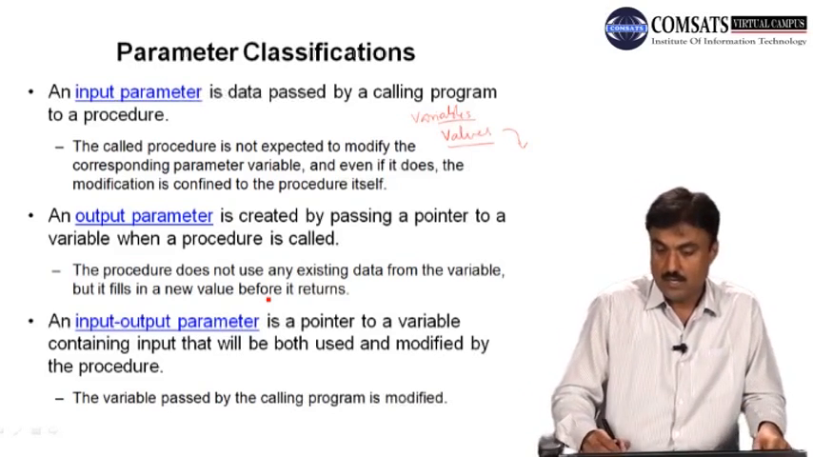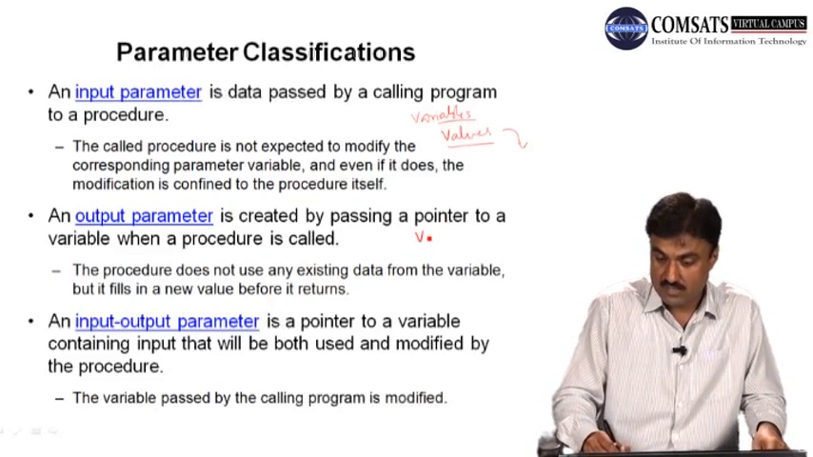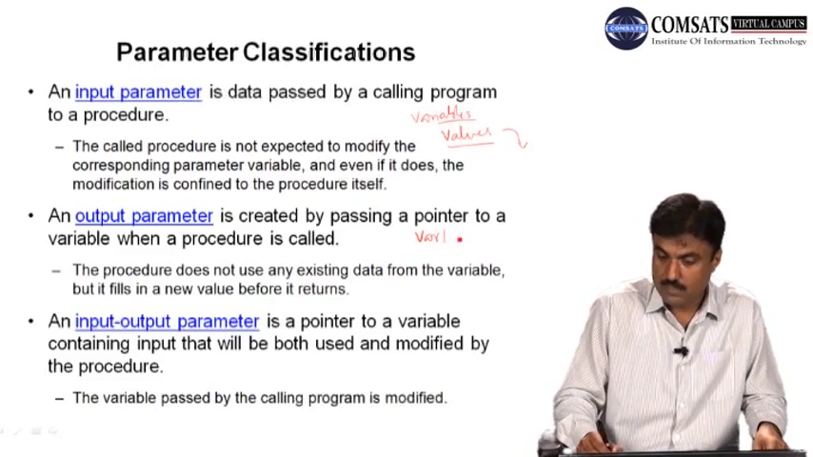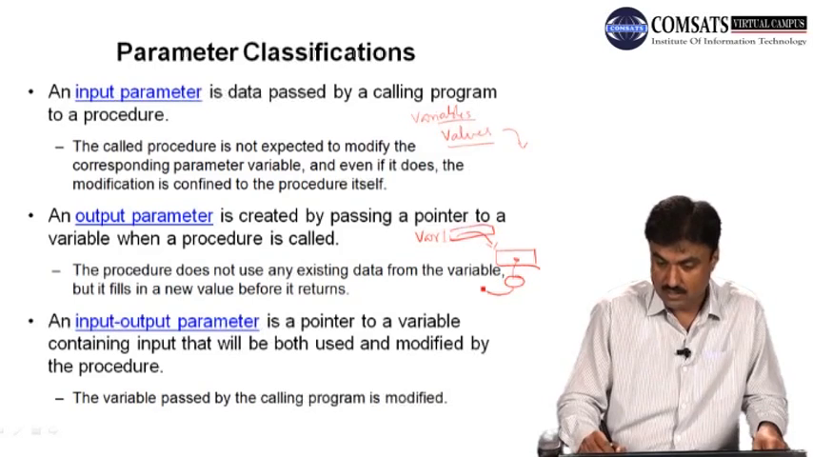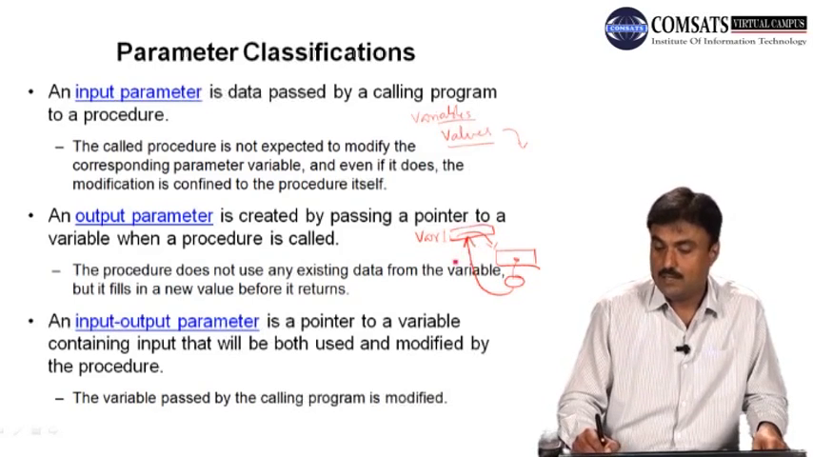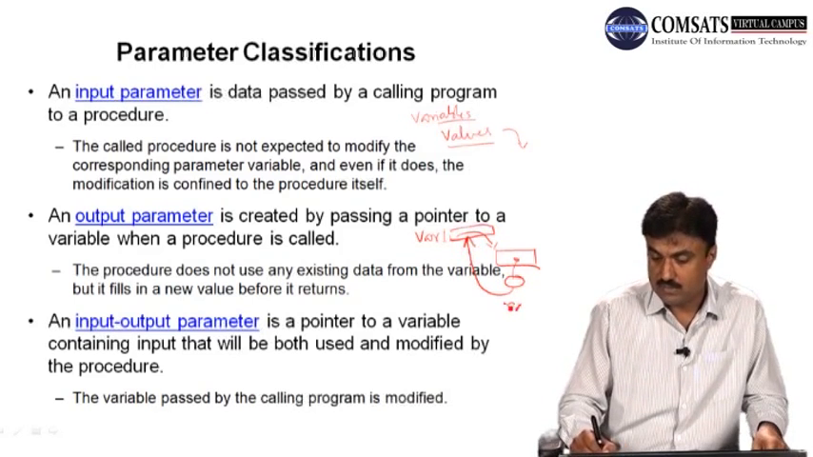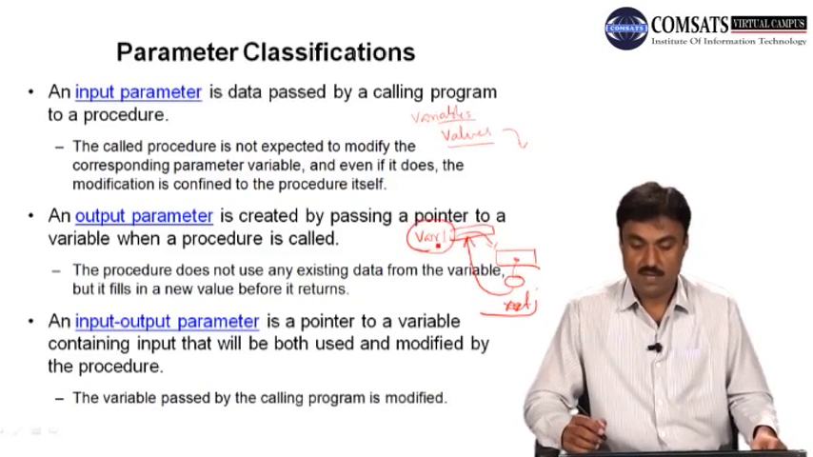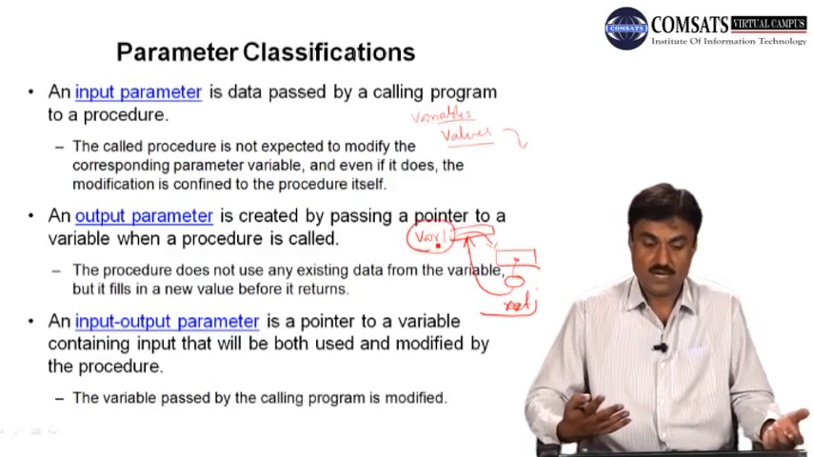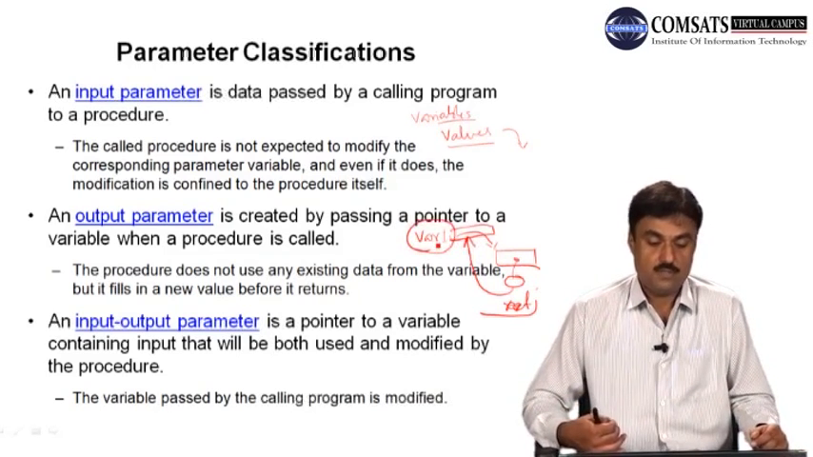So what will happen: we have one variable, for example variable 1, and we pass its address inside the procedure. Inside the procedure we modify this variable 1 by another value, and then we return from this procedure. Only the new value inside variable 1 will be available. So this will work as an output parameter.